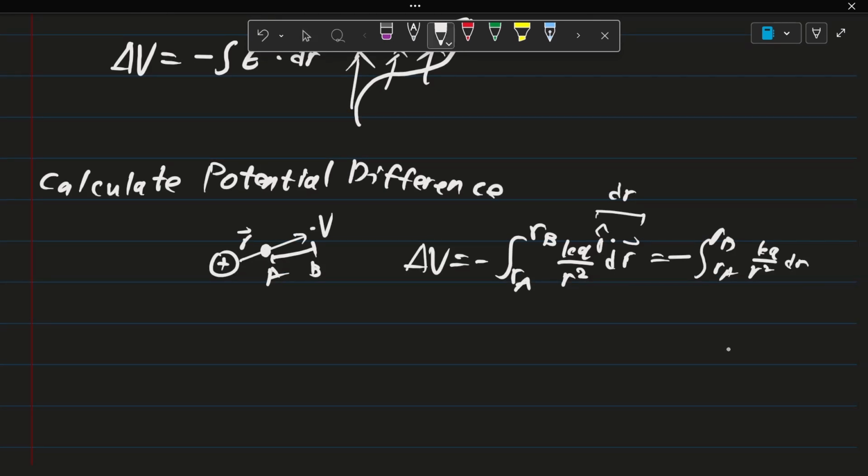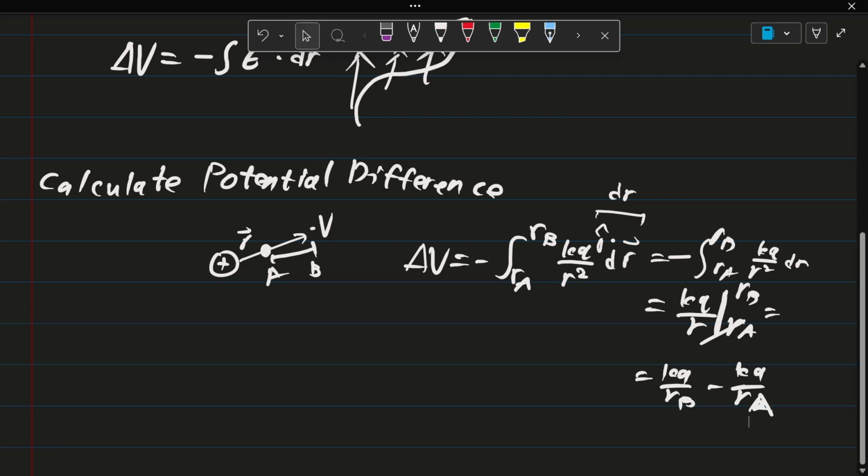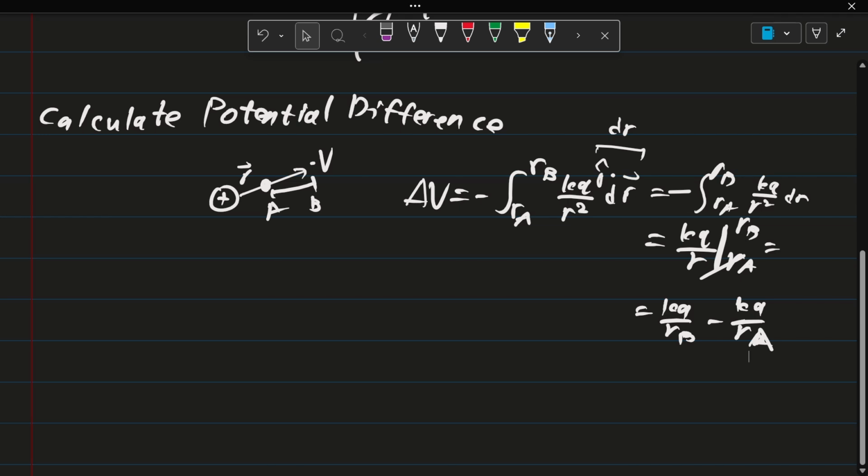So we would obtain this to be kq over r. And you would compute this from rb towards ra. So this would be kq over rb minus kq over ra. So you do observe here that in general the voltage itself should be kq over rb or kq over ra.